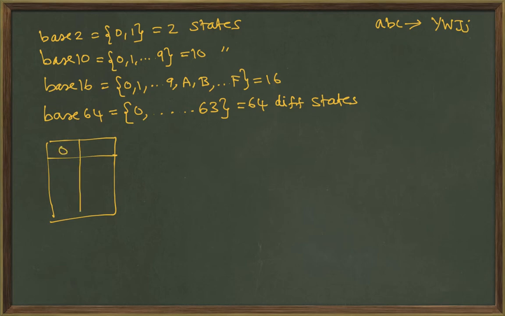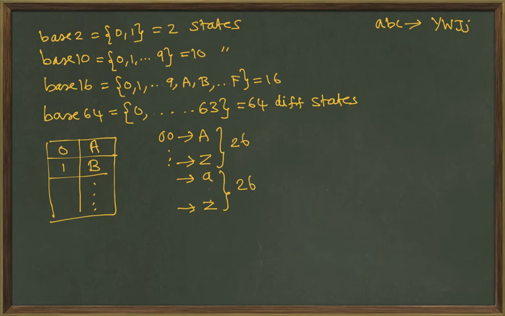I am going to assign the uppercase letter A. Value 1 I will assign uppercase B. You continue like this until you hit uppercase Z. Then you start with lowercase a, and you continue until you hit lowercase z. So A to Z you have 26 characters, and lowercase a to z you have another 26 characters. So total 52 characters, right?